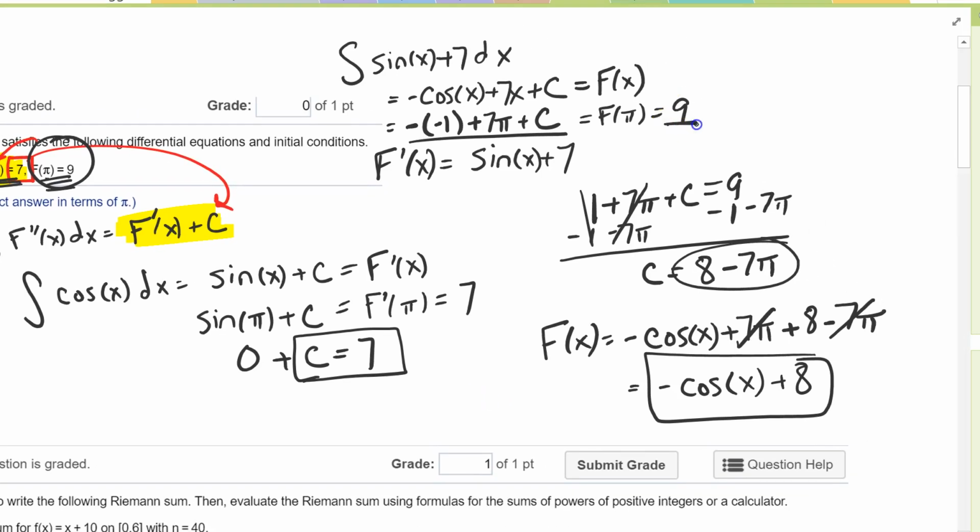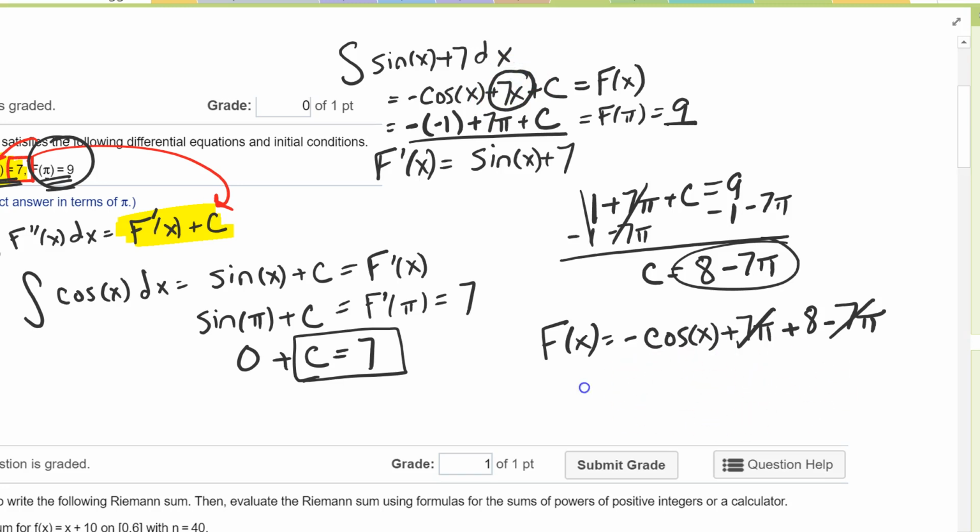This is 9. 9 minus 1 is 8. I have 7 pi. Subtract 7 pi. I get minus 7 pi. And that's c. Oh no. Oh, I still have this 7x here. That's my problem. That's not 7 pi, that's 7x. Okay, so sorry for that.